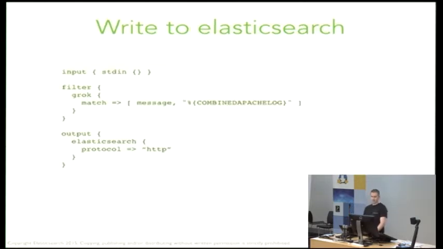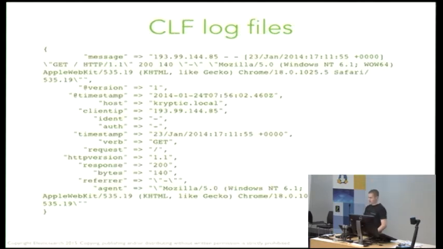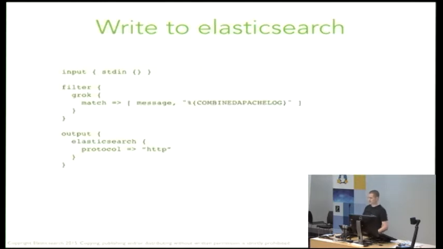And to get it to Elasticsearch, it's just as simple as putting the Elasticsearch protocol in the output there. And then you can see here the match message of combined Apache log. So this is actually that pattern, and these are patterns that are included in Logstash. There's a whole bunch of them, and again, you can build your own and include those.